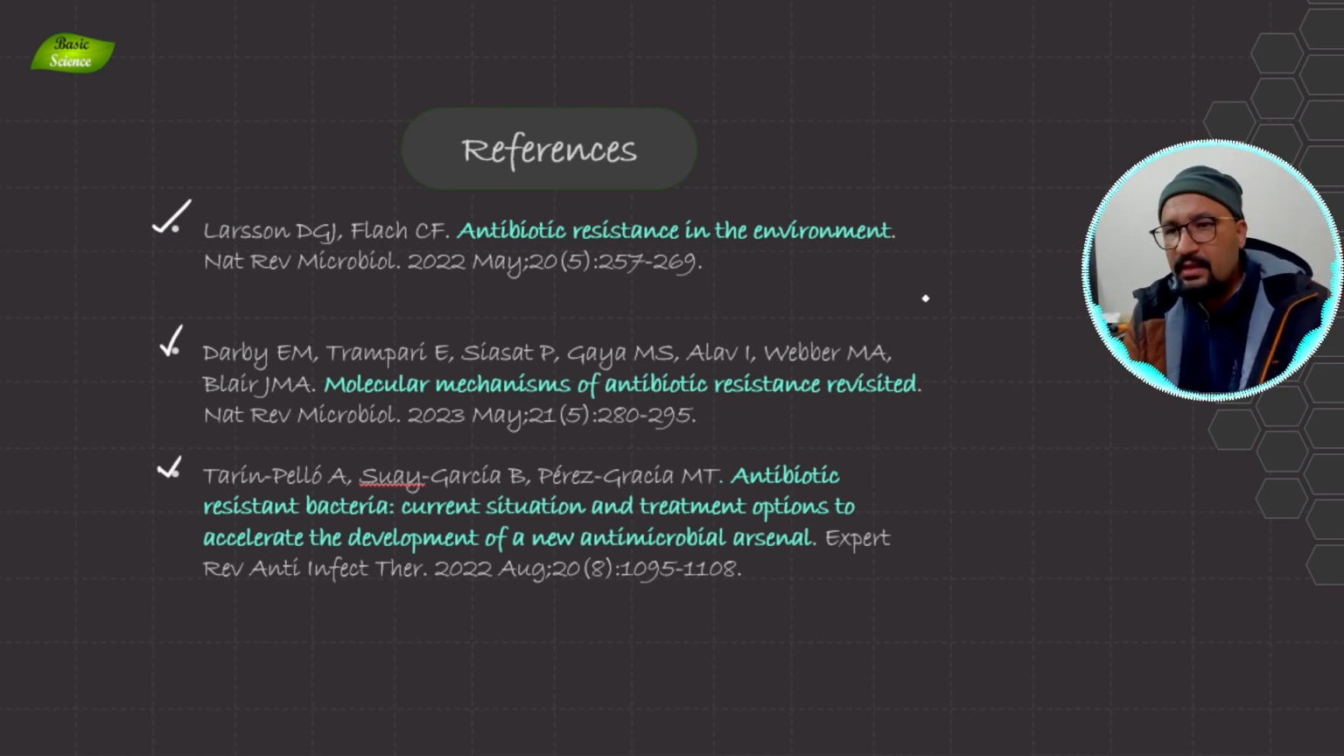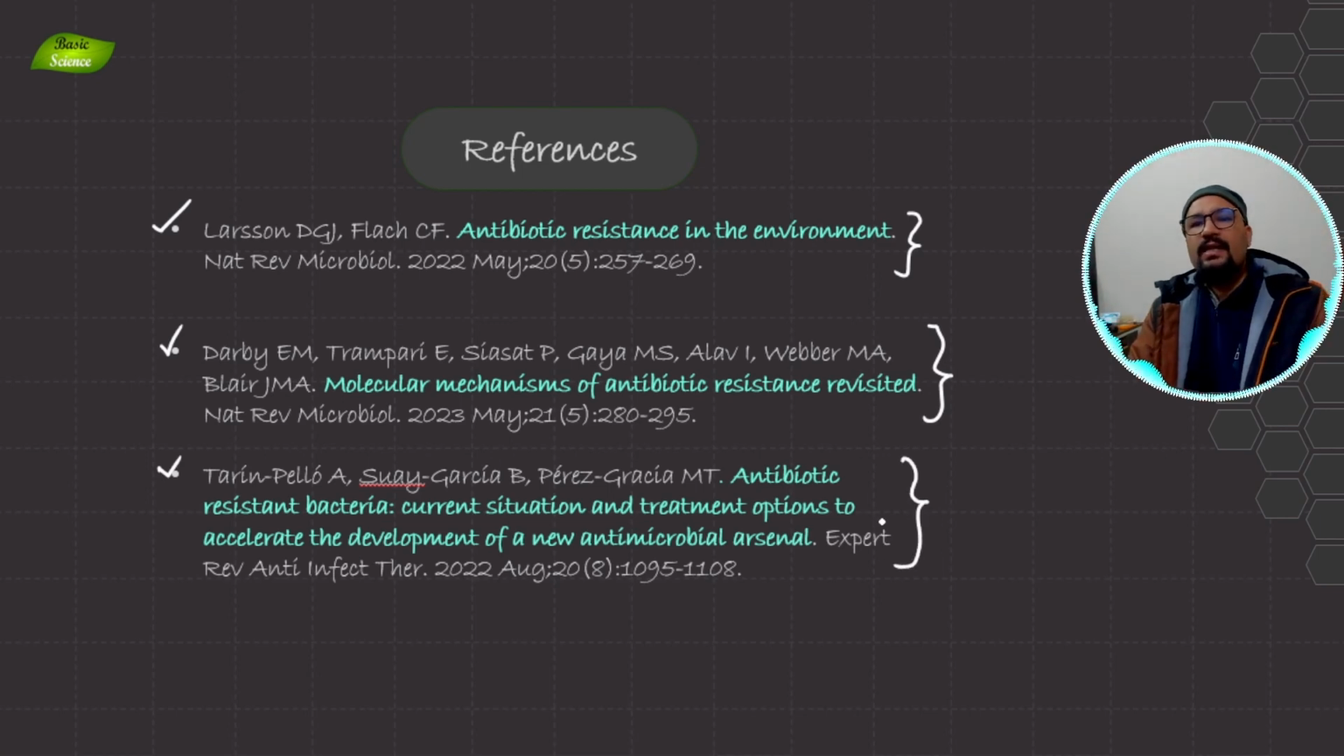One article that is there is Antibiotic Resistance in the Environment, published in Nature Reviews Microbiology. That is a very important article, and I recommend you read it in detail if you are interested in antibiotic resistance. Second, Molecular Mechanism of Antibiotic Resistance Revisited, another very important article, and then you have Antibiotic-Resistant Bacteria: Current Situation and Treatment Options to Accelerate the Development of New Antimicrobial Arsenal. This is from Expert Review of Anti-infective Therapy. Anyways, these are some of the articles that I recommend, and you can obviously go to the reference section of these articles and read those cited references.